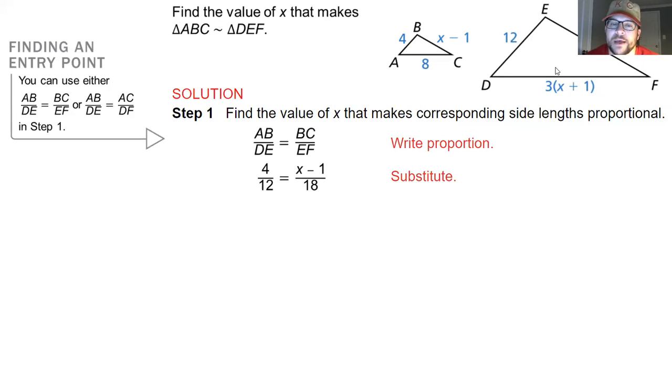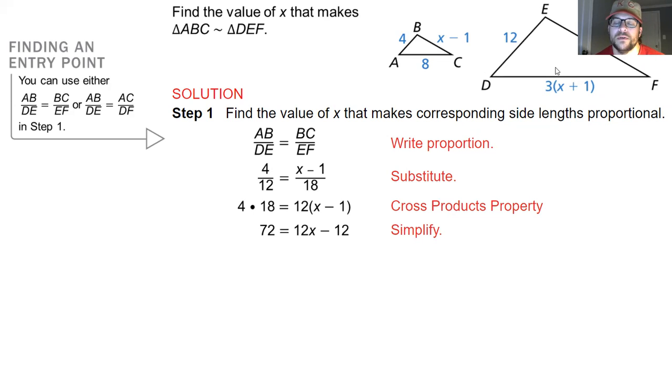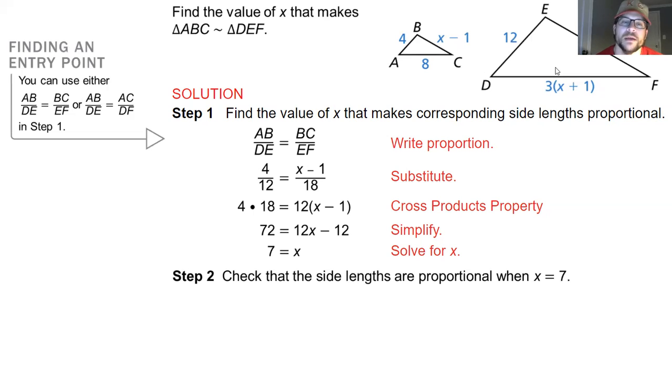So substituting in our values, AB is equal to 4, DE is equal to 12, BC is our X minus 1 side length, and EF is 18. From there, you can just cross multiply: 4 times 18 and then 12 times the parentheses of X minus 1. Go ahead and simplify this down using your algebra rules. Multiply, add 12 to both sides, and then divide by 12 to get X equals 7. So if X were to equal 7, that value would make triangle ABC similar to DEF, because they would have the same ratio set up in a proportion.